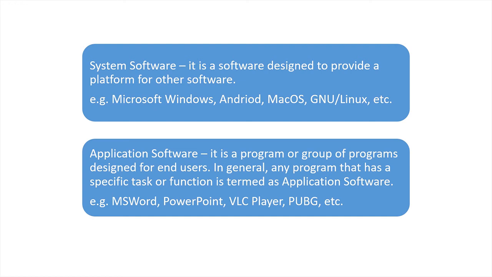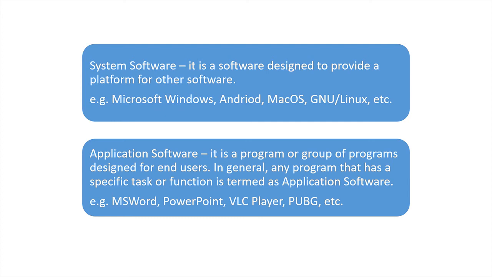For example, VLC media player. What is the use of that software? It has only one function, either to play a video or to play music. Or let's say we have PUBG. That is also considered an application program because it has only one function, to be played as a game and nothing else. PUBG cannot be used to play a movie or create a PowerPoint presentation. I think you're getting the idea. Software which have only one particular task or function to do are known as application software.